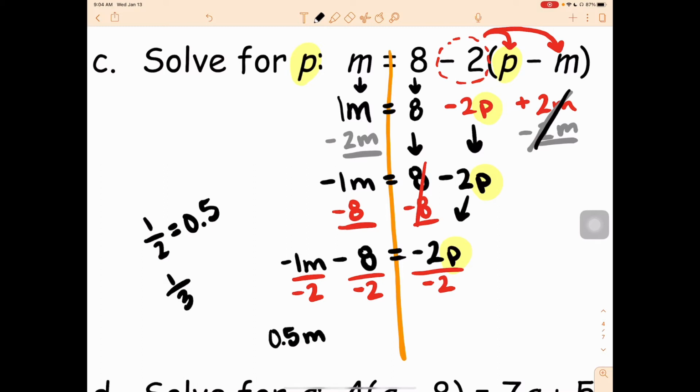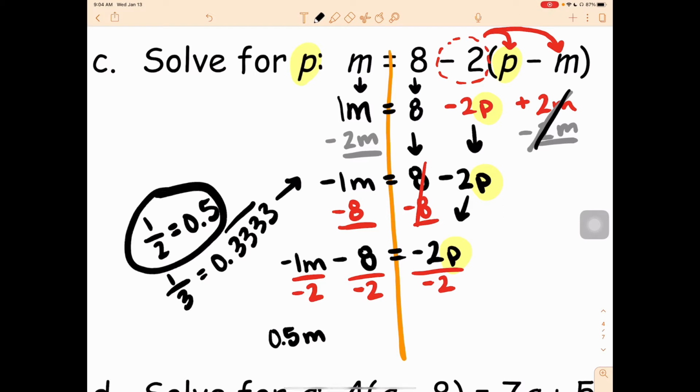Whereas something like 1/3 would be 0.3333, repeating forever. So it's a repeating decimal. But this one is an exact terminating decimal, which means it ends. So it's a pretty decimal. That's what I like to call it. It's pretty. And then -8 over -2 is a positive 4.